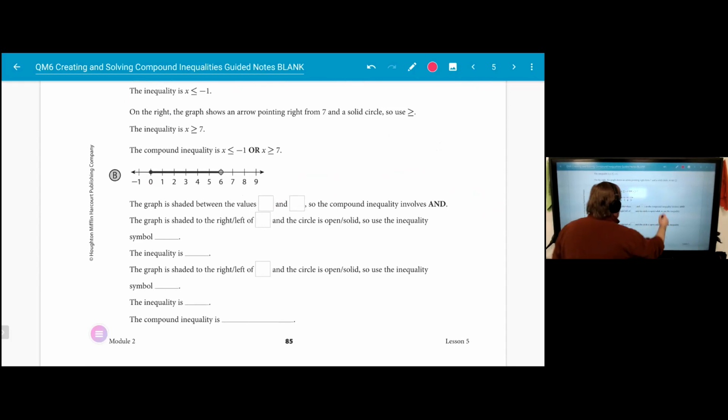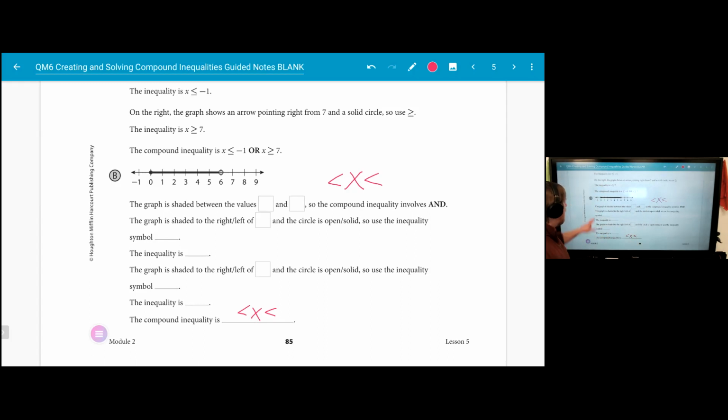Since it's an and, I know x has to be bigger than something and less than something. I start with that every time. So I'll start with the bottom. It's going to be greater than 0, but it also can be equal to because that is a filled in point. So I read this as 0 is less than or equal to x.